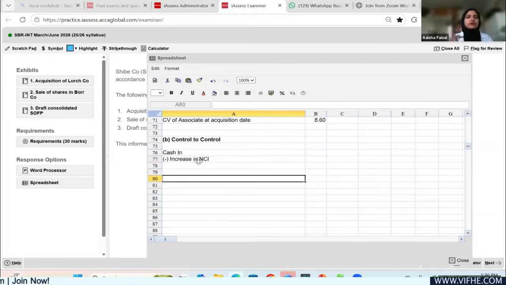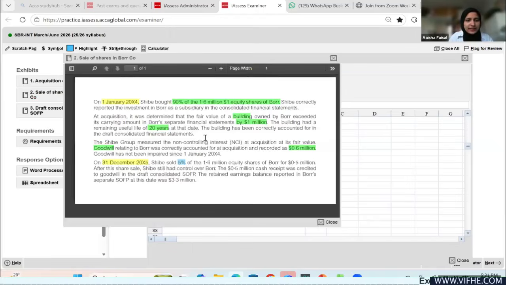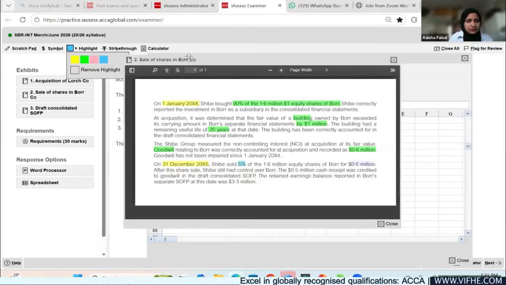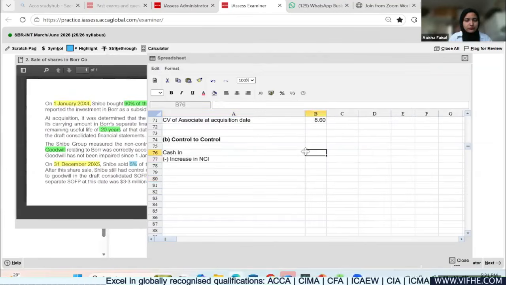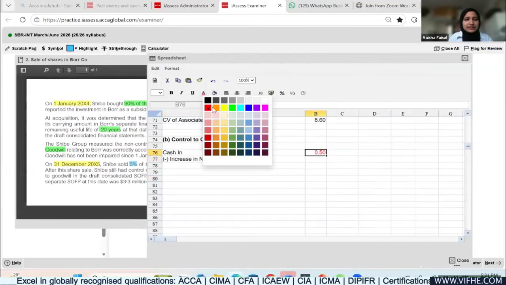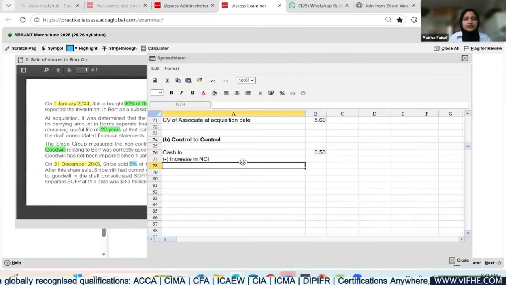And this will give you a positive or a negative movement in the equity. So cash in, you could directly see the cash in. How much is the cash in? For 0.5 million, this was your cash in. I'll use blue for these figures. Okay, 0.5 million. Now, I have to find how much is the increase in NCI.